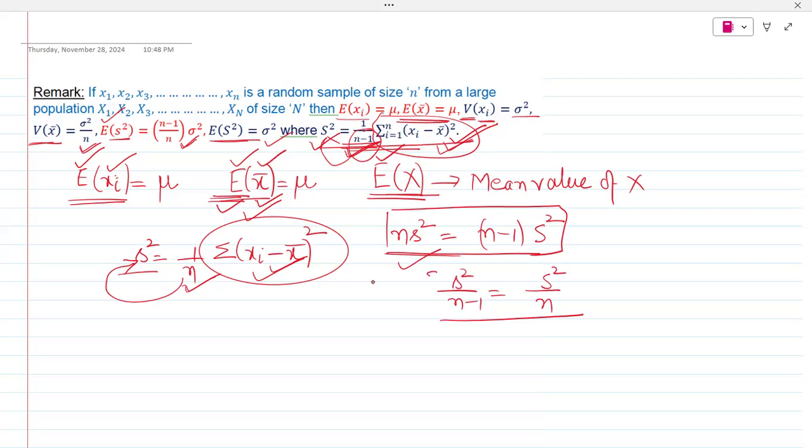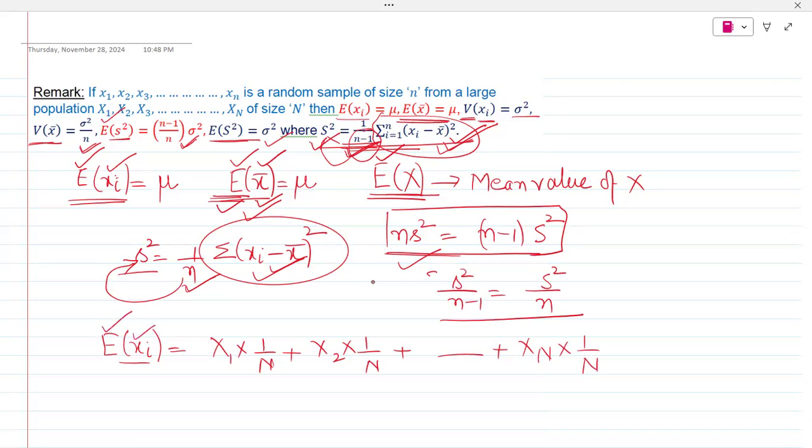Now, the expected value of xi, the ith sample observation, is capital X1 into 1 by n plus capital X2 into 1 by n, going on to capital Xn into 1 by n. So this is the expected value of the ith sample observation. Why? Let me recall how we define the expected value of any discrete random variable.